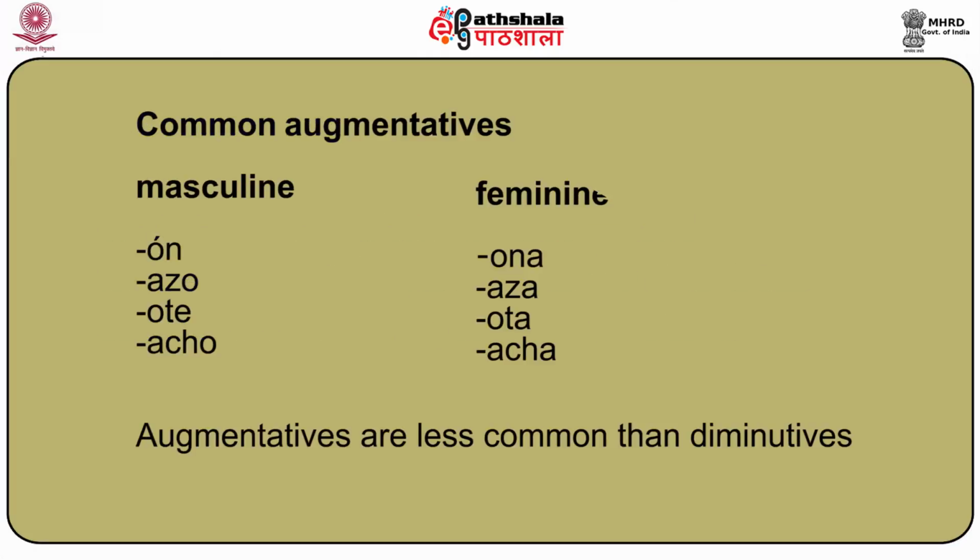The most common Spanish augmentatives in masculine are on, aso, ote, acho, etc. And they are used in the feminine also, which is ona, asa, ota, acha. How do we use these Spanish augmentatives, which we have said in masculine are on, aso, ote or acho, and in feminine are ona, asa, ota or acha? These augmentatives are less common than diminutives.